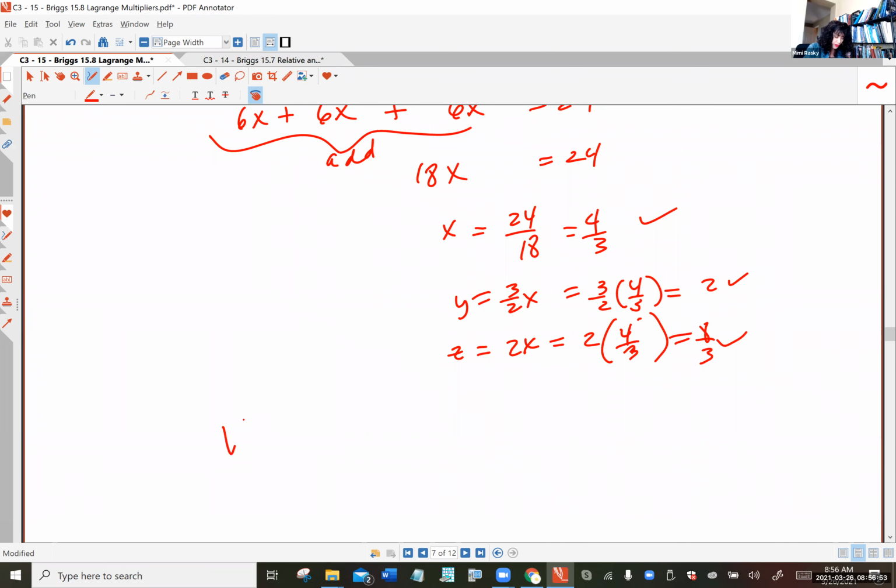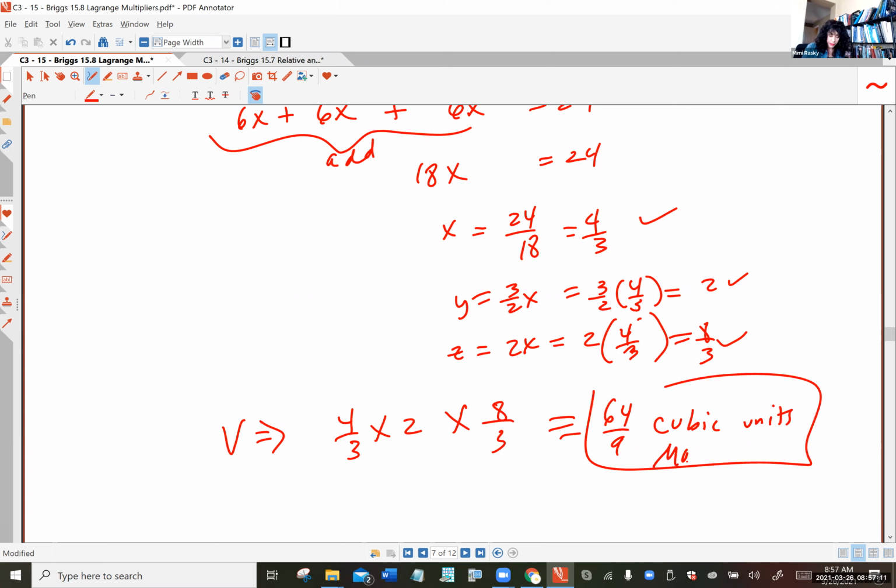So your volume is maximized when your dimensions are 4/3 by 2 by 8/3. And then if you actually figure out your max volume here, it's 64/9 cubic units. They didn't give us the units. So this is your max volume, given those dimensions. And we're done with the problem. I didn't even have to do the D test. Pretty nice, huh?